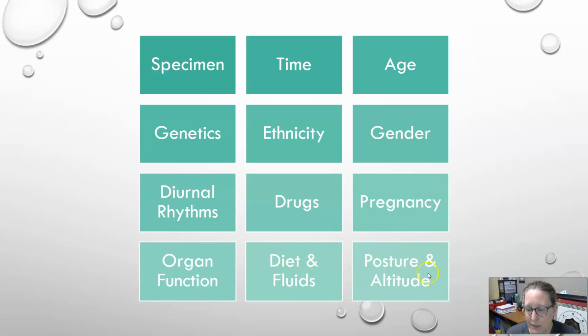And then posture and altitude. If the specimen is collected while the patient is laying down versus standing, it can affect certain results. And then altitude, far above sea level, can also change certain results because of changes in pressures, the gases, etc. So anyway, that wraps up everything that can affect your specimen.